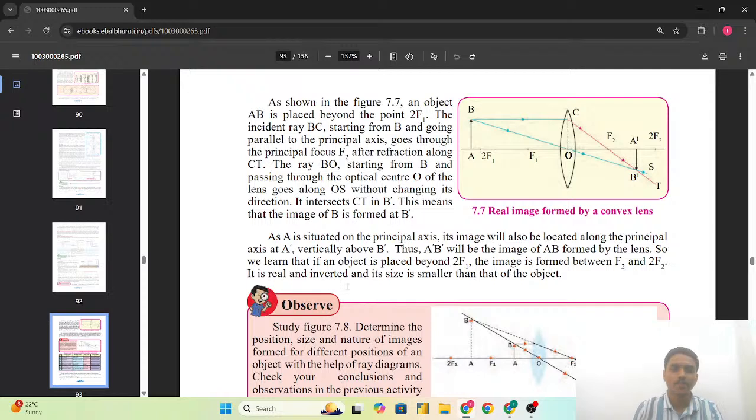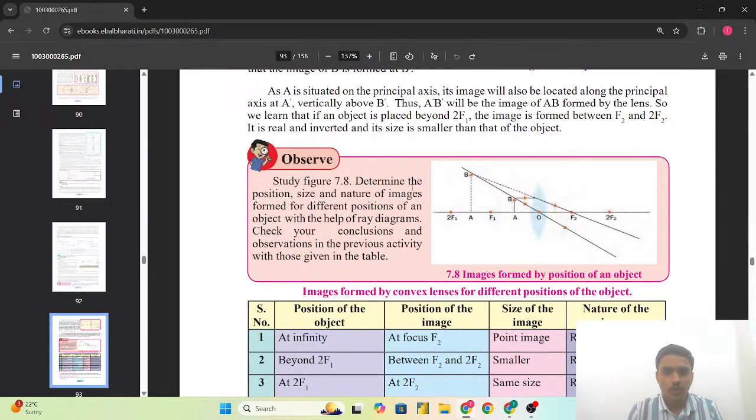So we learn that if an object is placed beyond 2f1, the image is formed between f2 and 2f2. It is real and inverted and it is smaller in size than the object. So here what is said is, when we learn that if we place an object beyond 2f1, meaning behind 2f1, then where will we get the image? Between f2 and 2f2. And the image obtained will be real, inverted, and its size is smaller than the size of the object.